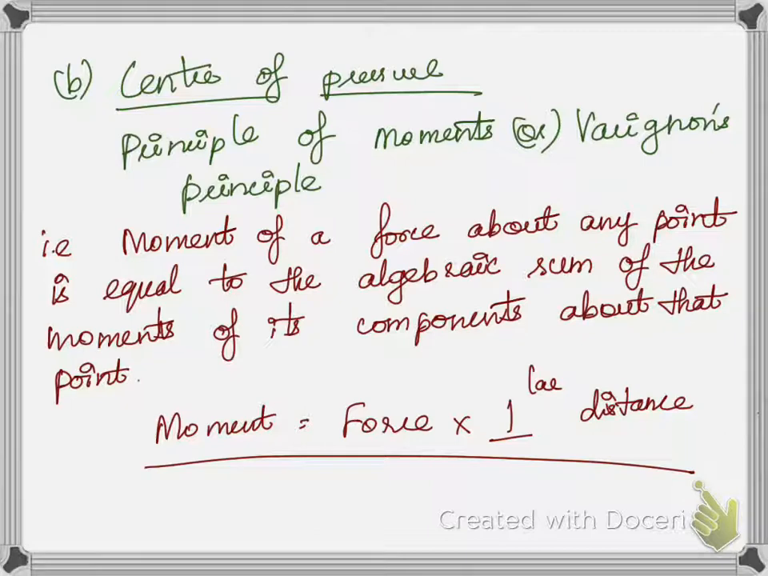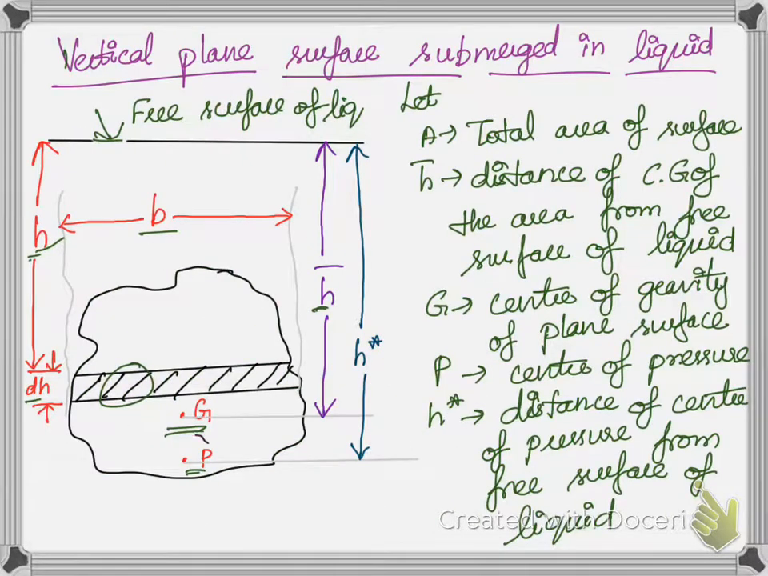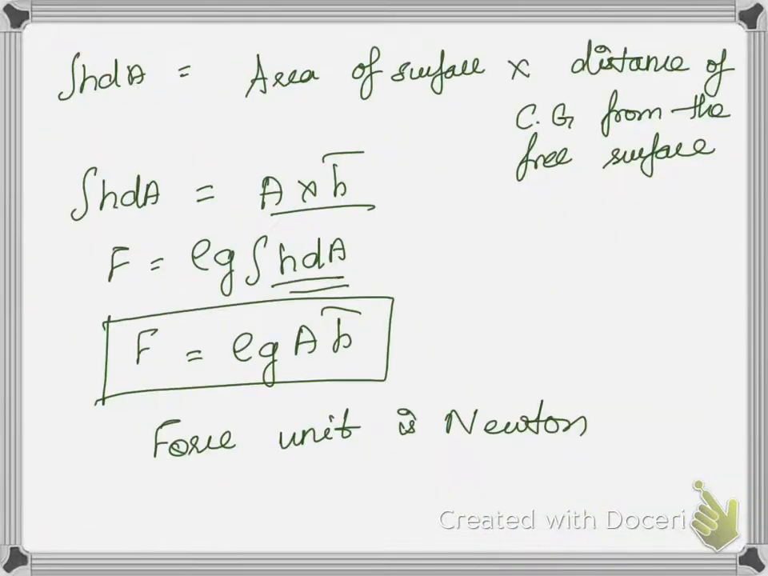Simply, the formula we are going to use to determine the center of pressure is moment is equal to force into perpendicular distance. This you might have known. The resultant force F will be acting at P. That is, P is the center of pressure. You can see in the figure that P is going to be the center of pressure and H star is the distance from the free surface of the liquid as shown in the figure. So we are going to use this now.